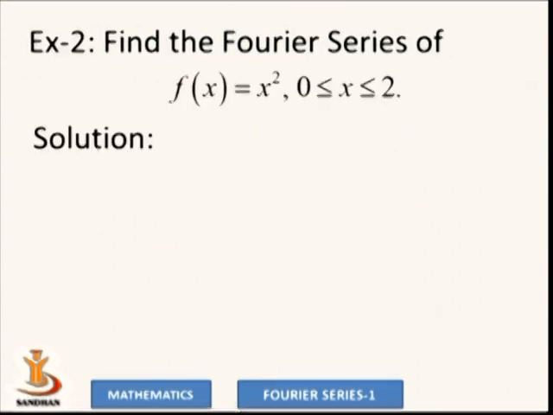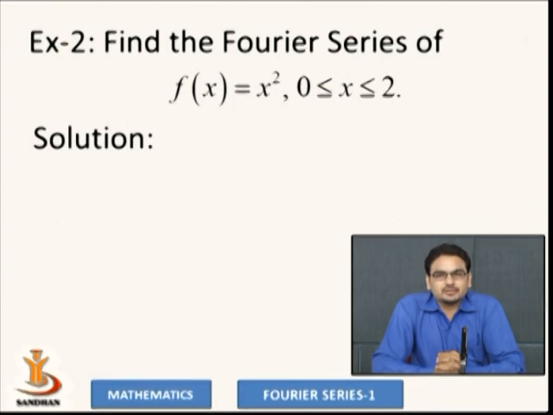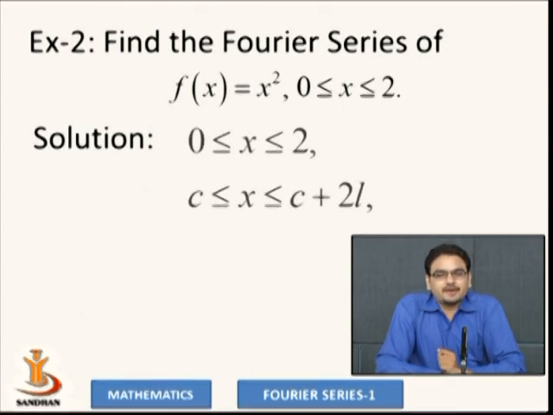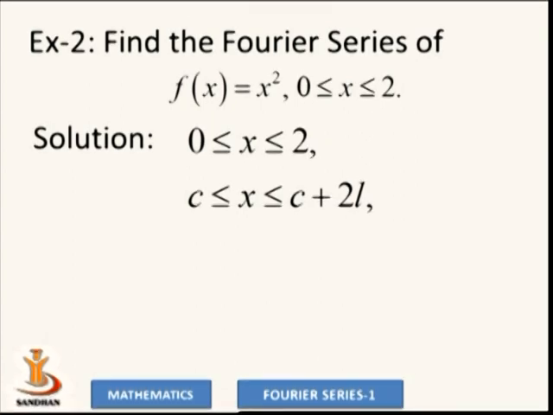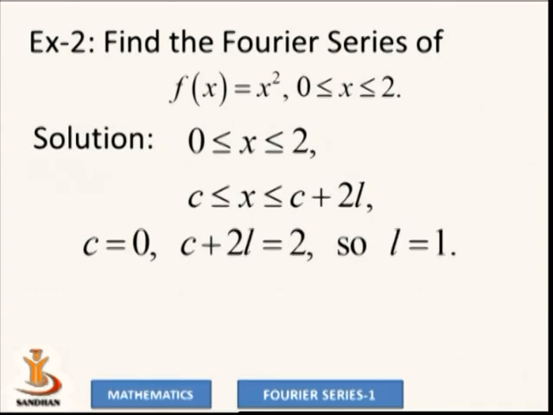So let's take a second example with different limits, f of x equal to x square, where 0 is less than or equal to x is less than or equal to 2. Here the limit is constant, 0 to 2. So again let's find c and c plus 2L by comparing the lower limit and upper limit. Let's compare the lower limit c equal to 0 and c plus 2L equal to 2. Put c equal to 0, so 0 and 0 get cancelled. So we get 2L equal to 2. So here our function is a 2L periodic function, that is a 2 periodic function, its period is 2. Now 2L equal to 2, so we can say that the value of L is 1.